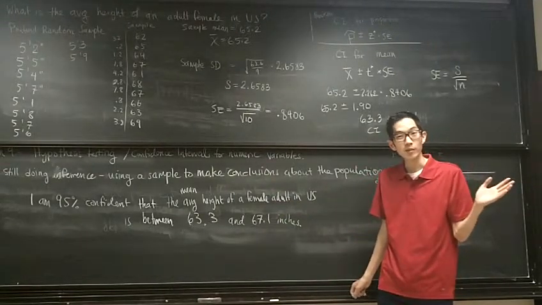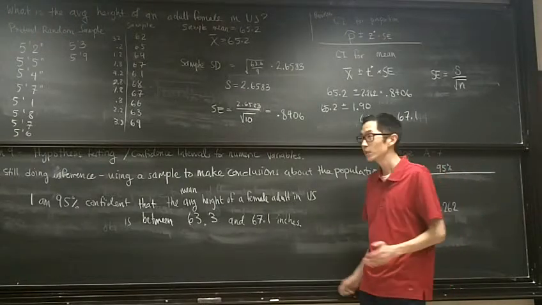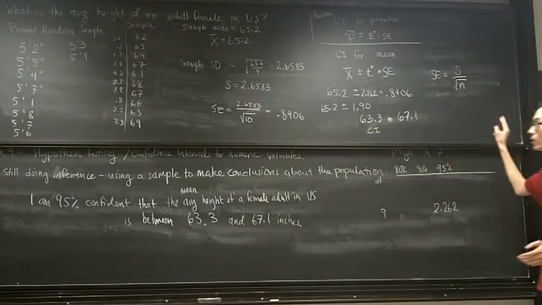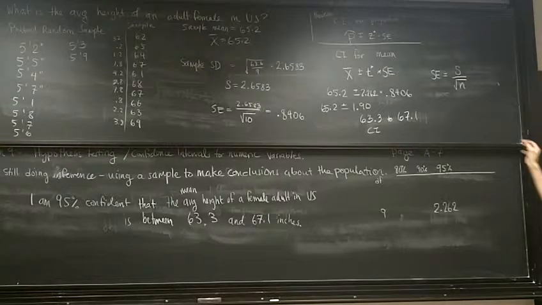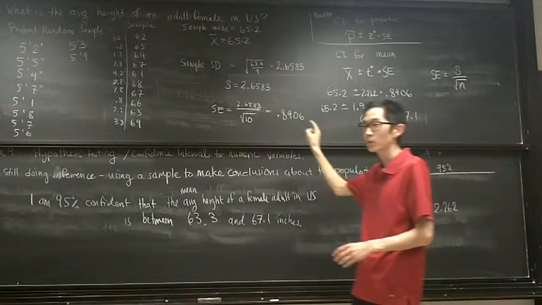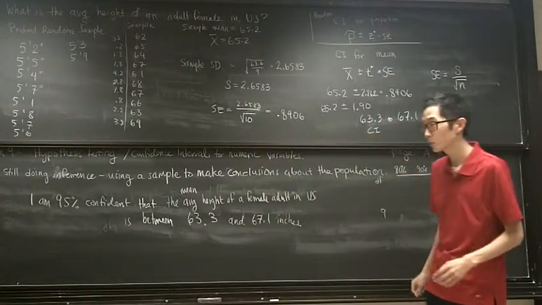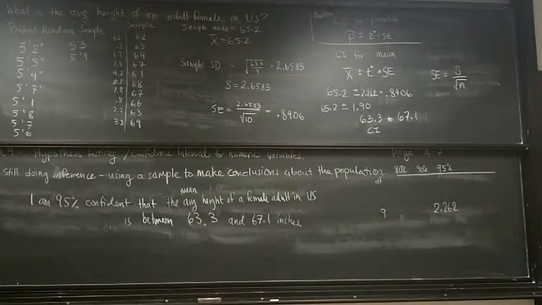All right, is that okay? This is okay with everyone? So this is making a confidence interval for a mean based on one sample. Confidence interval for a mean based on one sample.